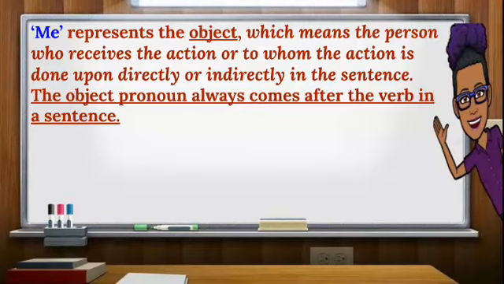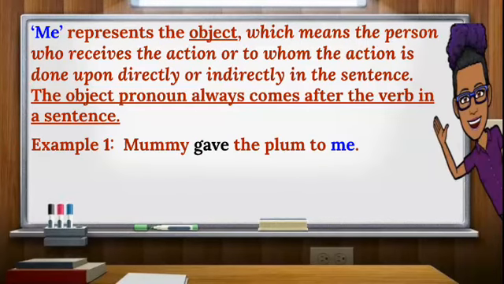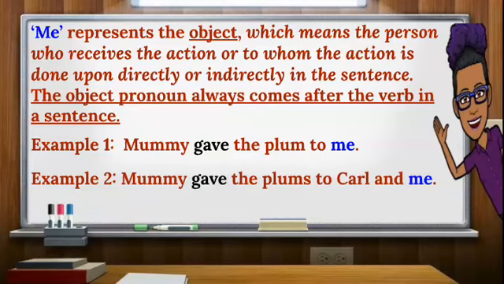Now let's look at me. Me represents the object, which means the person who receives the action or to whom the action is done upon directly or indirectly in the sentence. The object pronoun always comes after the verb in a sentence. So here's an example. Example 1, Mommy gave, here's a verb, the plum to me, and we have our object pronoun. Our second example again, Mommy gave the plums to Carl and me.